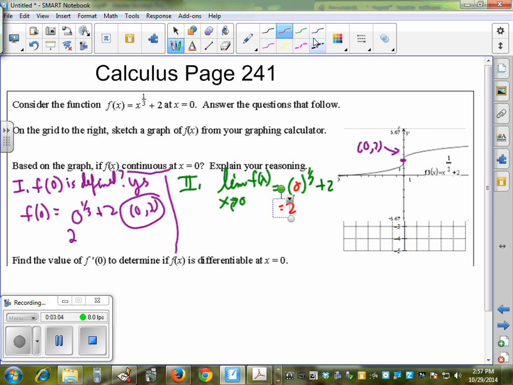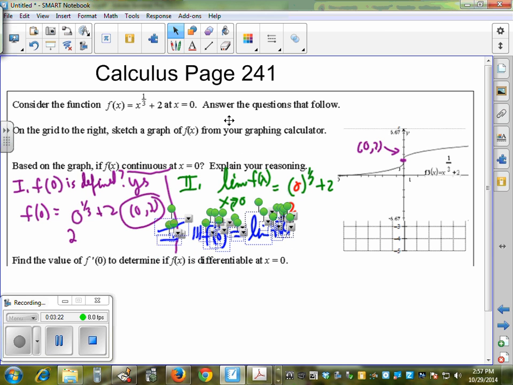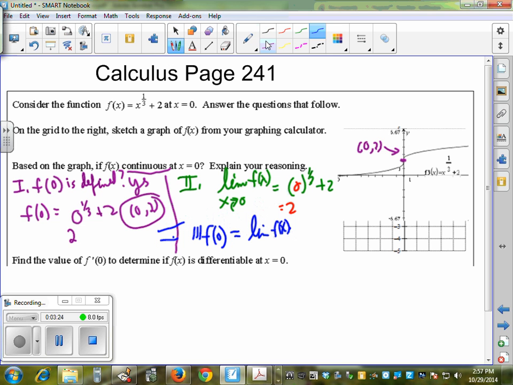And then the third step, if you recall, is all we have to do is say that the value of the function at 0 is equal to the limit of the function as x approaches 0. All right, and when we do that, we know that that's also 2. So yes, it is continuous.